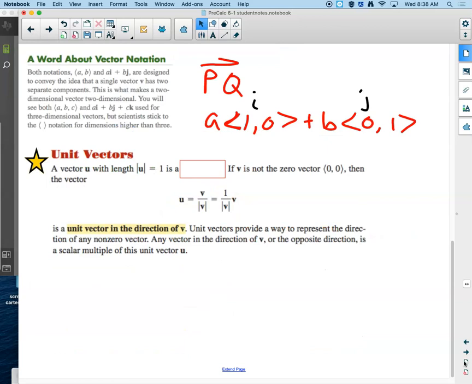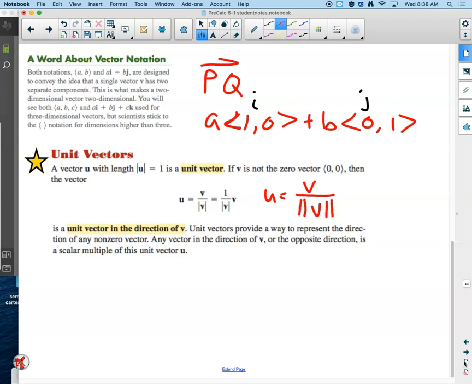So now, we mentioned how one of our objectives was to understand a unit vector. A unit vector is a vector that goes in the exact same direction as the vector that we have, but is only 1 unit long. So the length is what we're really caring about here. Now, a vector u with a length, where the magnitude is 1, is a unit vector. So if v is not the 0 vector at 0, 0, this is how we're going to find it: u equals vector v divided by its magnitude. But we want to use this in component form. So in component form, we'll split this up so that it's a scalar times our component form for our vector v. That is a unit vector in the direction of v.